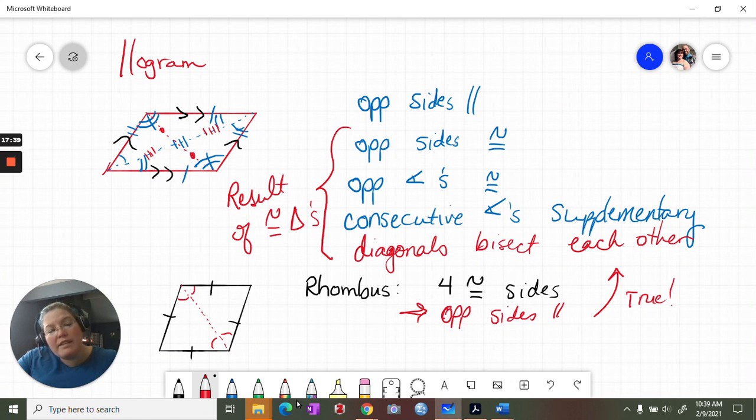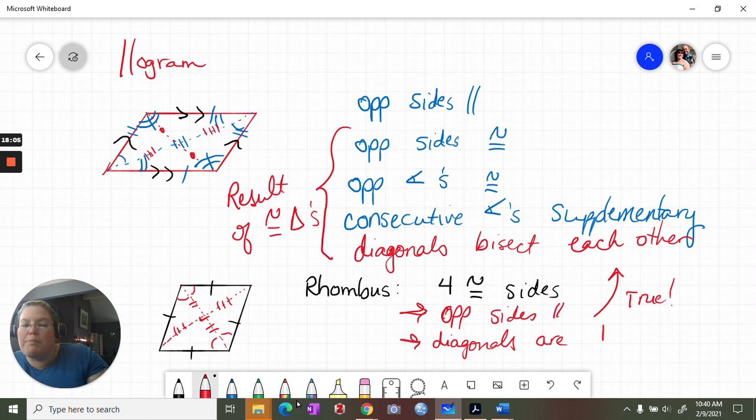Not only do my diagonals bisect each other then, but in this case, they are also what we call perpendicular bisectors. So they are cut in half, and they form 4 right angles in the center. Okay, so diagonals are perpendicular bisectors of each other. So they cut each other in half.